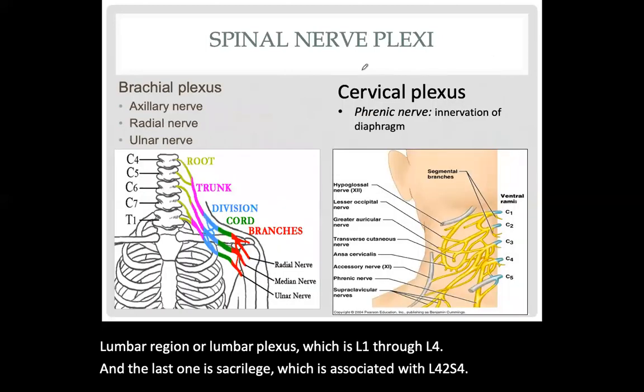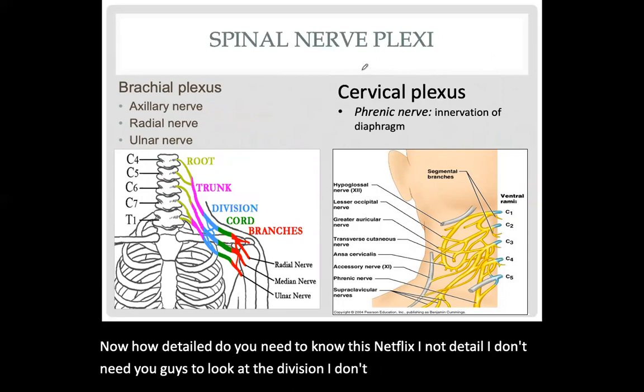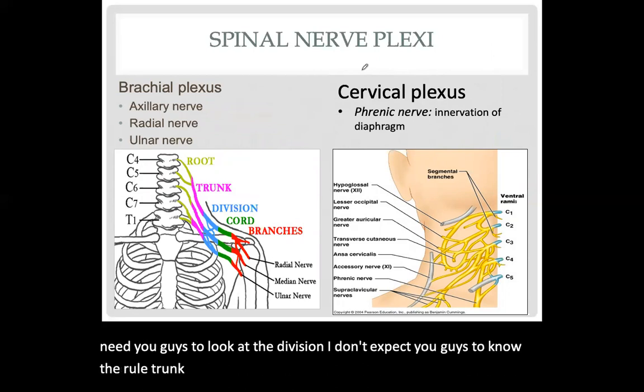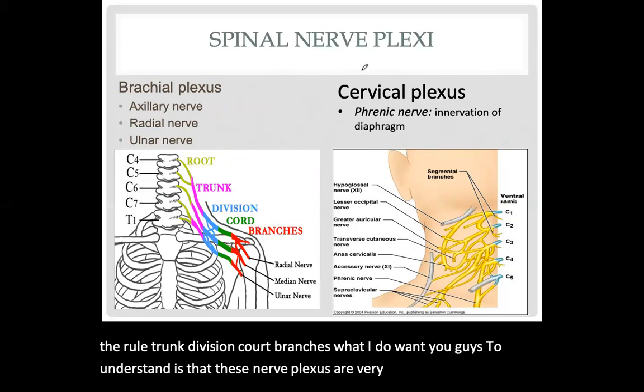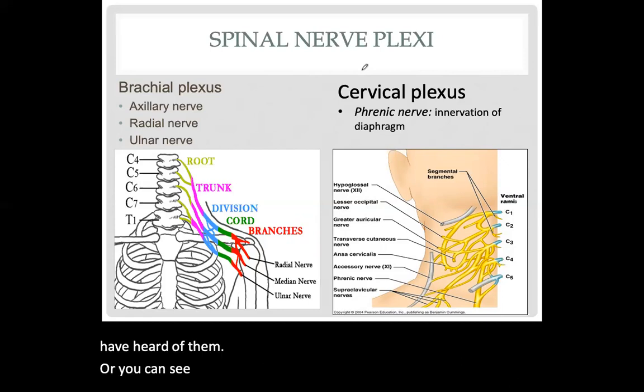Now, how detailed do you need to know these nerve plexi? Not detailed. I don't need you guys to look at the division. I don't expect you guys to know the root, trunk, division, cord, branches. What I do want you guys to understand is that these nerve plexuses are very complex, and within each of these four plexi, you have important nerves that you probably have heard of, or you can see their extreme importance in terms of making your body properly work.